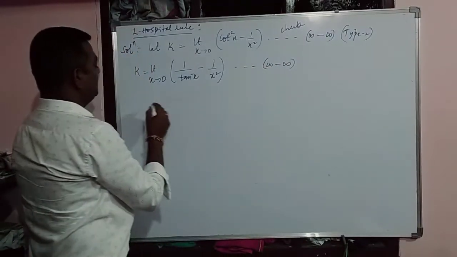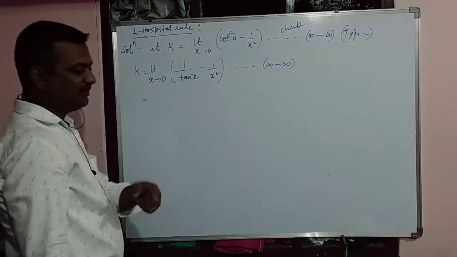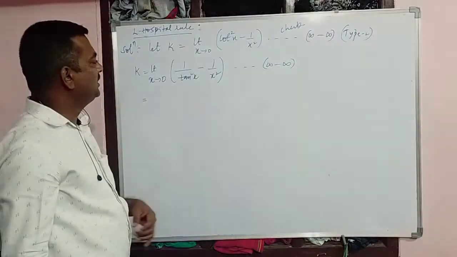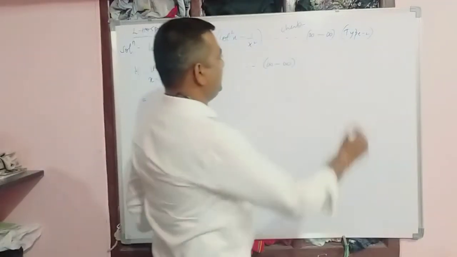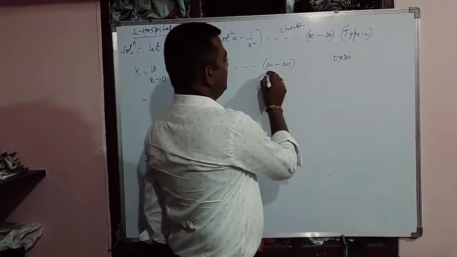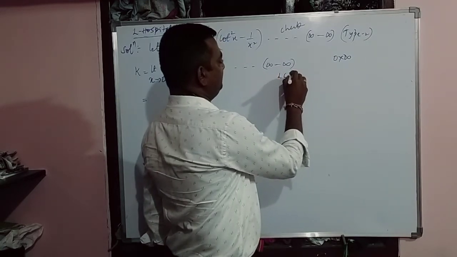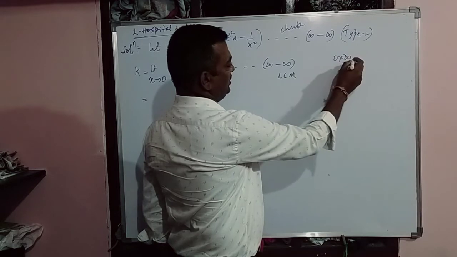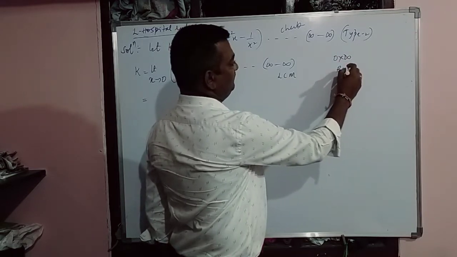So let us reduce. Before reducing, k is equal to limit as x tends to 0. I am writing cot square x as 1 by tan square x to use standard limits, minus 1 by x square. Once again, this is infinity minus infinity form itself. Now we are going to take LCM. Remember, as I mentioned already, in type 2, which is infinity minus infinity, again 0 into infinity: in case of infinity minus infinity, we take LCM. In case of 0 into infinity, it is also type 2, we write a reciprocal.